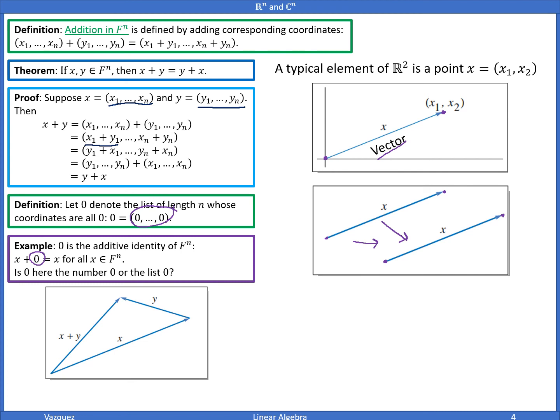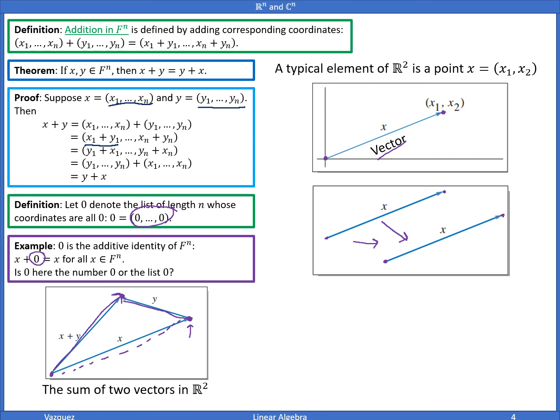Next visual is this visual down here. If we started at the origin here and went to this point here with the vector x, and then, starting from here, we follow the vector y, we would end up at this point. How else could we get to that point? Well, by starting at the origin and just going straight to that point. And that is the addition of vectors. x plus y would be this vector here. So this is the sum of two vectors in R2.